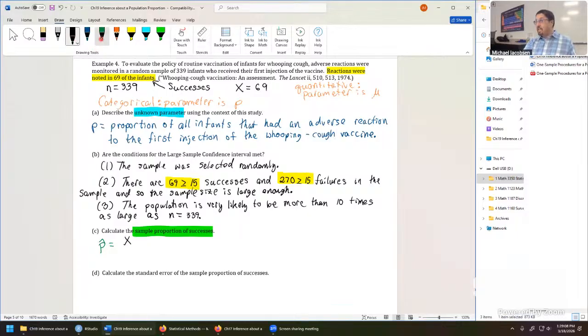Computation is not so bad. We just take x divided by the sample size n. So this will be the 69 successes from here divided by the sample size, 339 in the problem.